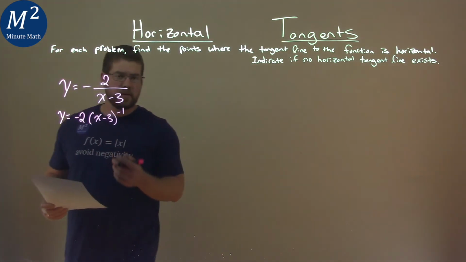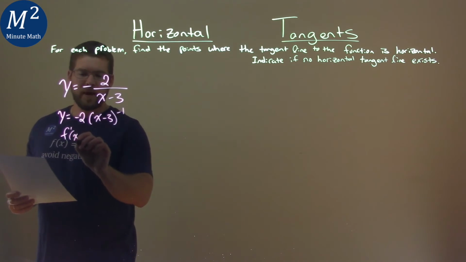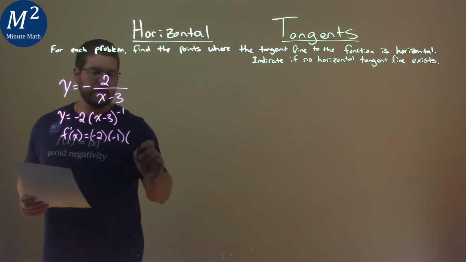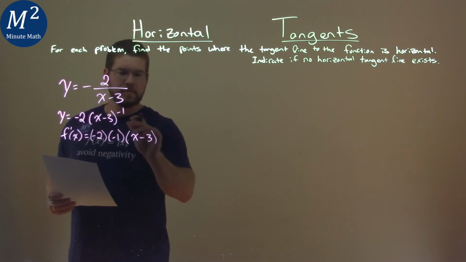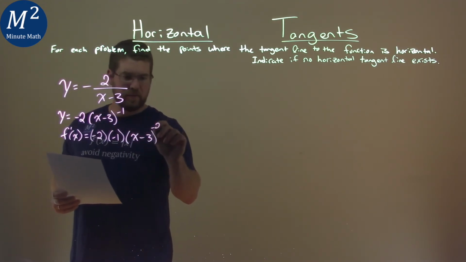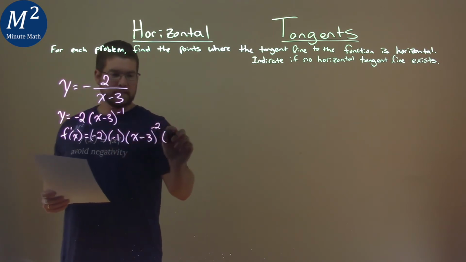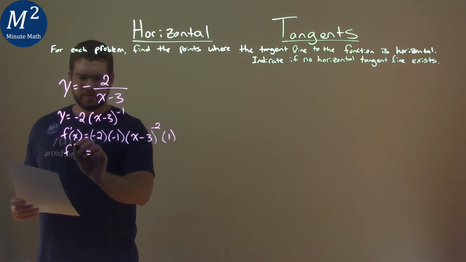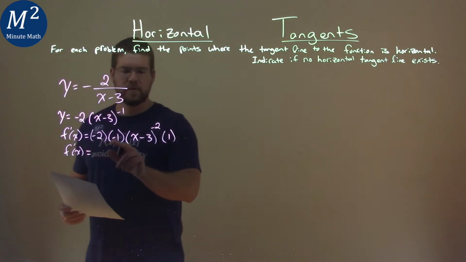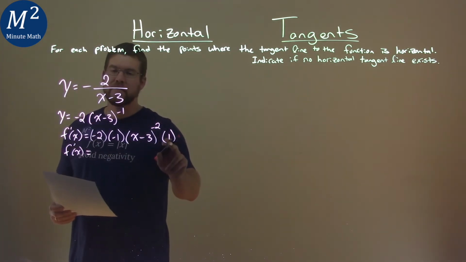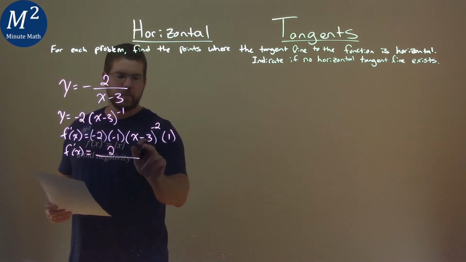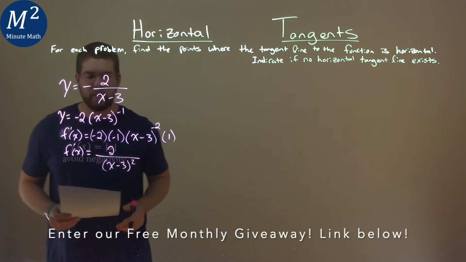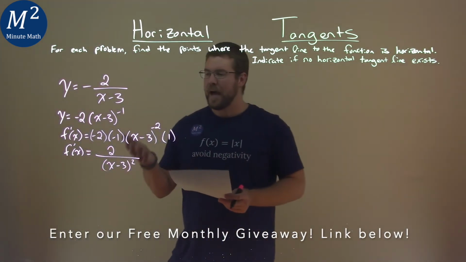From here, let's take the derivative. Let's find f prime of x. Negative 2 stays out front, negative 1 comes down, inside stays the same, x minus 3, subtract the exponent by 1, minus 2 now, multiply by the derivative of the inside, positive 1. From there, let's simplify this. Negative 2 times negative 1 times a positive 1 is a positive 2. Denominator, we will bring this back down, x minus 3 to the second power. So we have our derivative.